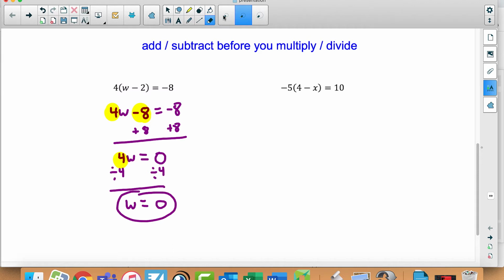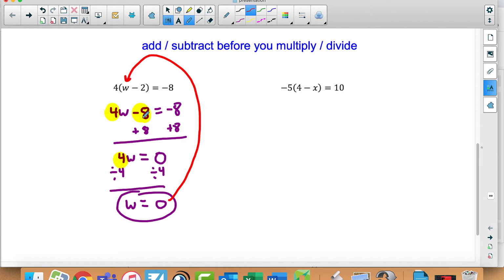What happens if you're not sure if you got this right or not? Then what you would do is take your answer, the 0, and plug it in here. So you would end up with 4, and then where the W is, I'm going to put 0 minus 2, and we want to know, does that equal negative 8? Now, if I was doing this, I wouldn't use the distributive property.